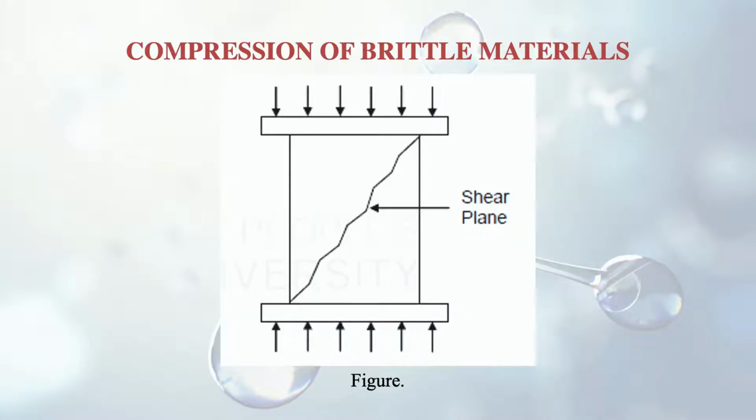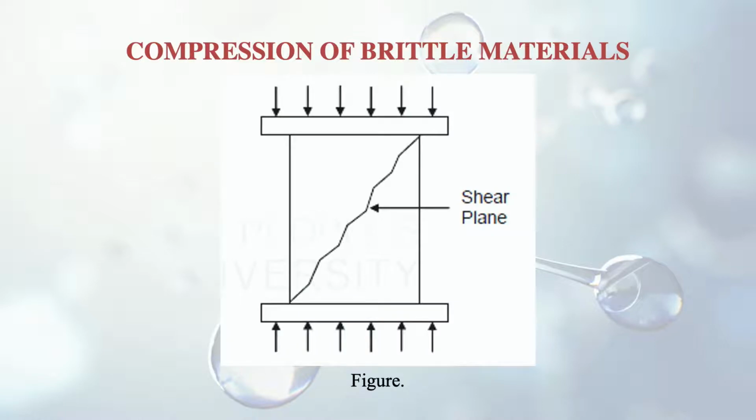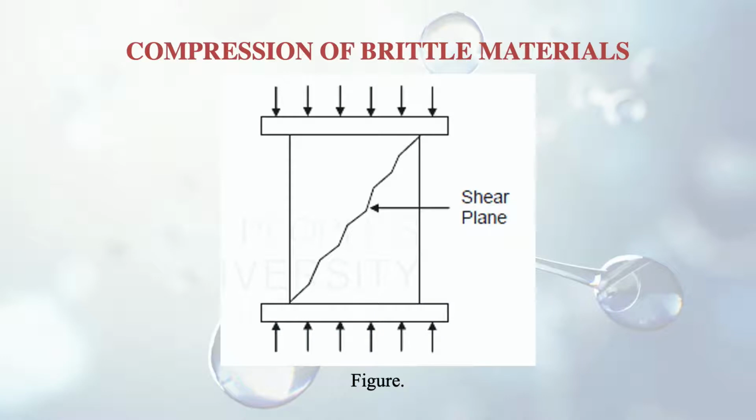So here a compression test specimen is shown, and how it fractures. It fractures due to shearing along a plane inclined to the axis as shown in the figure, and the orientation of the plane of shear is affected by the presence of normal compressive stresses. You can see this compressive stress is acting normally to the cross section. This will affect the plane of shear.